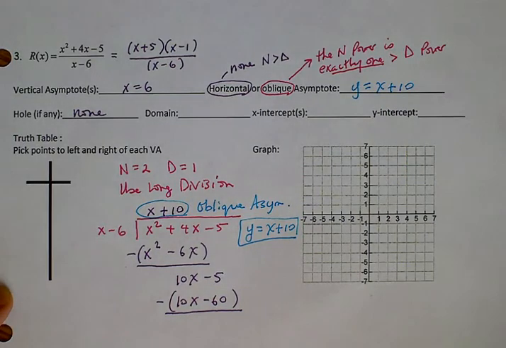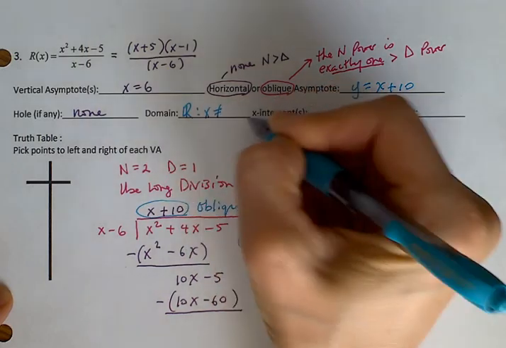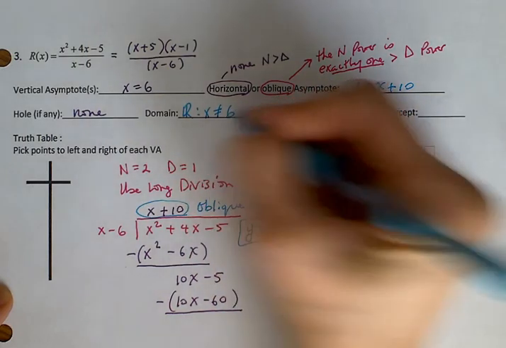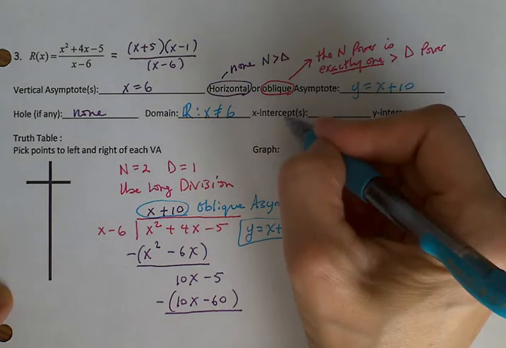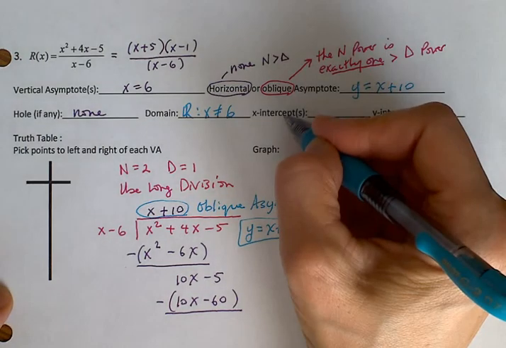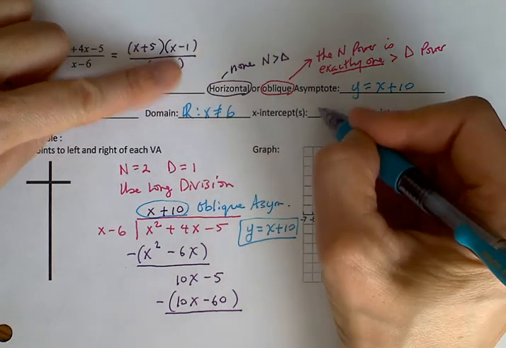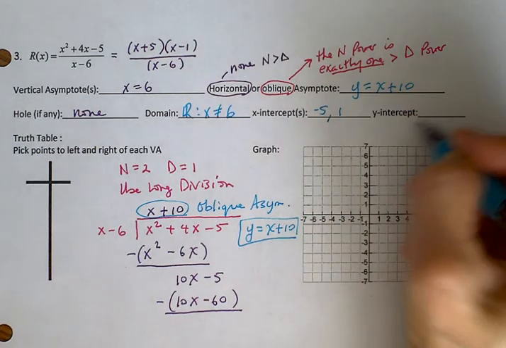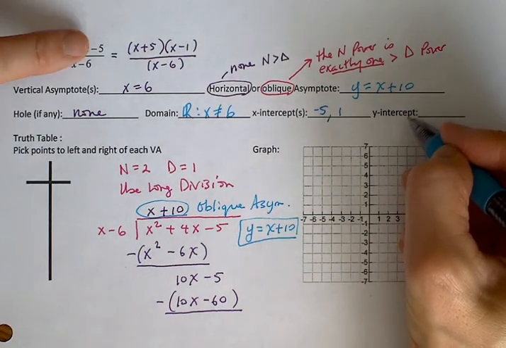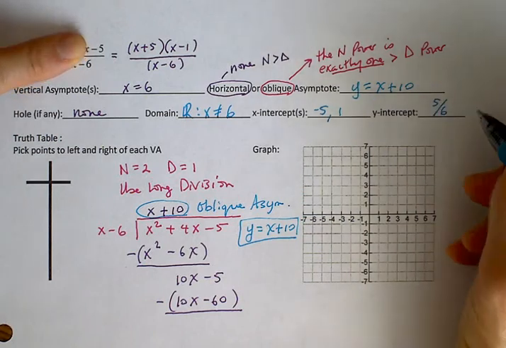All right, the domain is all reals such that x does not equal, and so the vertical asymptote occurs at 6, so the domain cannot be 6. The x-intercept is where y is equal to 0, so I'm just looking up here at the numerator, and so that will occur at negative 5 and 1. And then for the y-intercept, I'm just going to cover up my original x's so that I get 5/6.